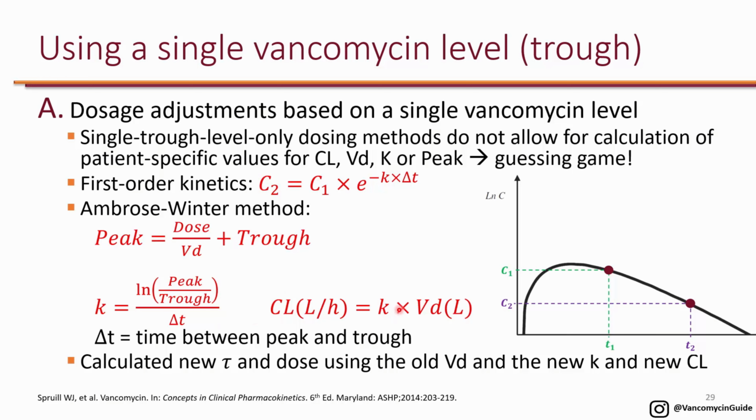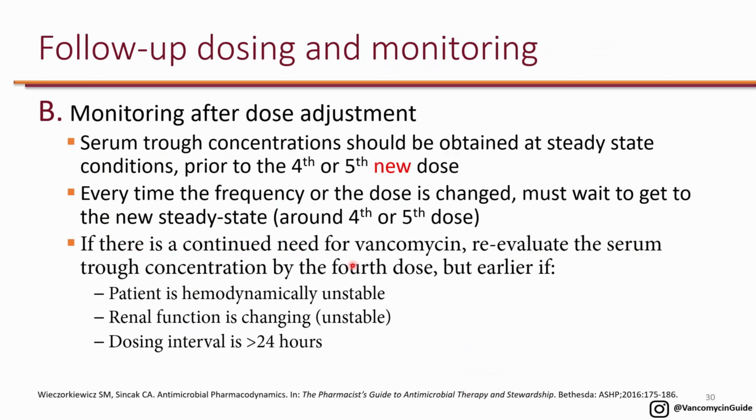And then you can recalculate the clearance based on the new K and the volume of distribution from population kinetics from before. And then once you get these new values, you can calculate new tau and dose using the old volume of distribution and the new K and the new clearance. Anytime you make a change to the dose, you have to get a trough at the steady state. So anytime you change the dose, you have to wait to get the level prior to the 4th or the 5th of the new dose. Because every time you change the dose, the new regimen is not at steady state. So you have to give the new regimen time to get to a steady state.